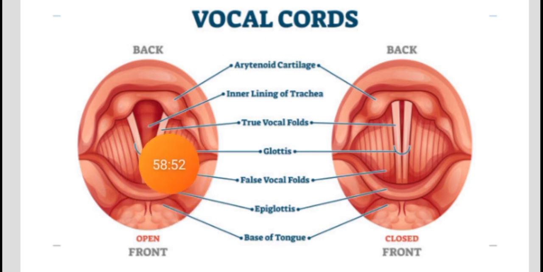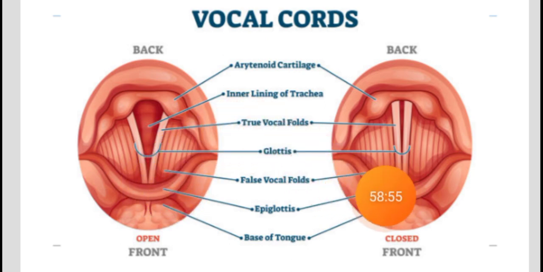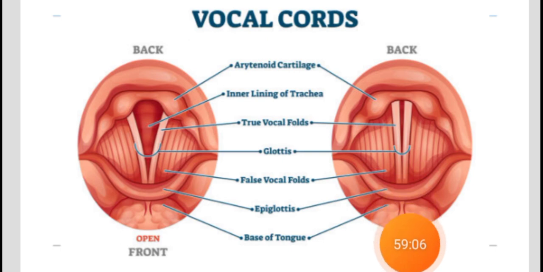But when the air passes through them, these vocal cords are closed. When they close, there is a tension between the vocal cords, which results in the production of sound, and what the pitch of your sound should be and how loud it should be depends entirely upon the way you have pushed the air out of your lungs.